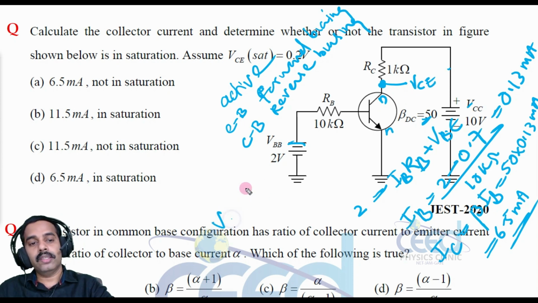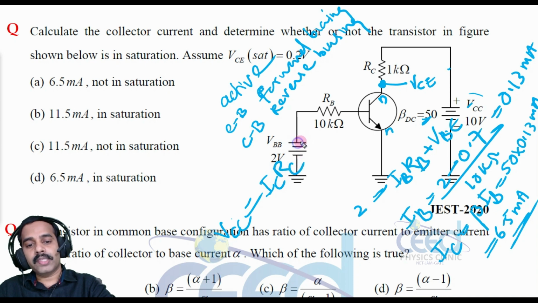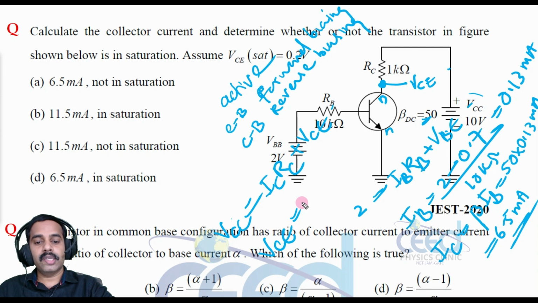What is VCE? If VCC is the applied voltage, then VCC is equal to ICRC plus the voltage across this, that is VCE. So what is VCE? At the emitter junction there is no voltage drop, so VCE is VC minus VE actually. What is VE? Here it is ground, so VC minus VE is equal to VC. So this is the VC voltage.